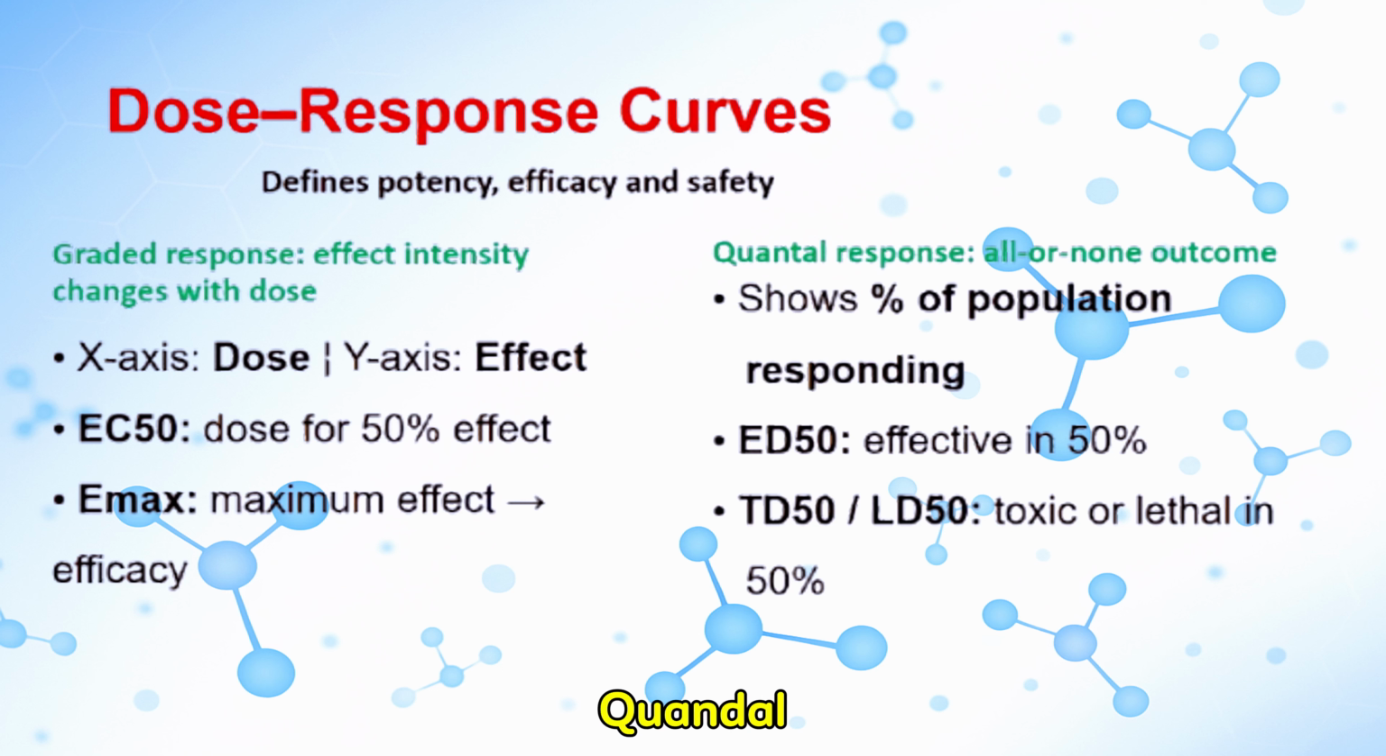Second type is the quantile dose-response curve. Quantile curves measure all or none effects. For example, whether a patient has a seizure or not instead of effect size. This curve shows the percentage of people who respond at each dose.